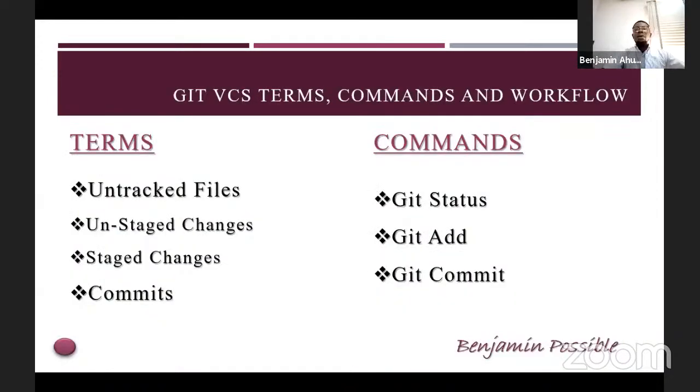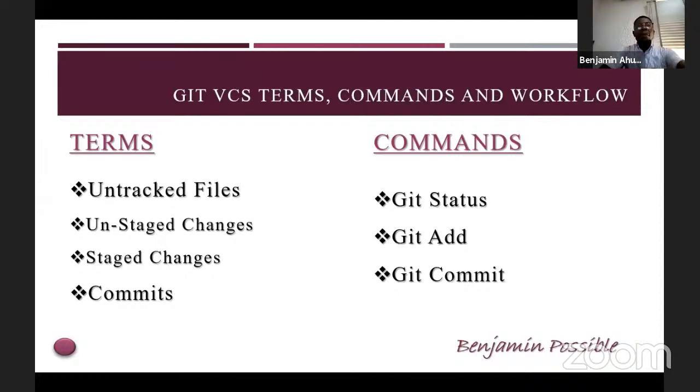So for the Git terms, commands, and the workflow, we have a lot of terms, so just a few of them here. We have the untracked files, we have staged changes, and we have commits. I will be talking about each of them right now. Now, for untracked files: I begin to work on a new project. All of the files that I create in this new project, as long as I have not committed them, have no traces. Git doesn't know about those files. So they are called untracked files.